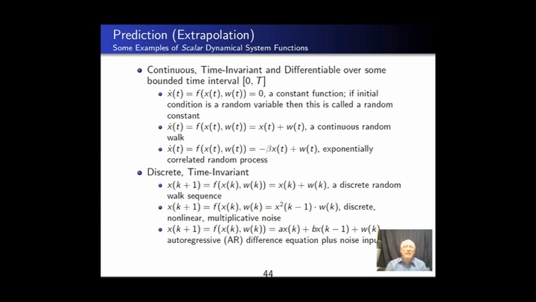And the final example is a typical autoregressive difference equation. So x at time k plus 1 is equal to some coefficient a times the value of the state at time k, plus b times x at k minus 1, and plus some additive noise as well.